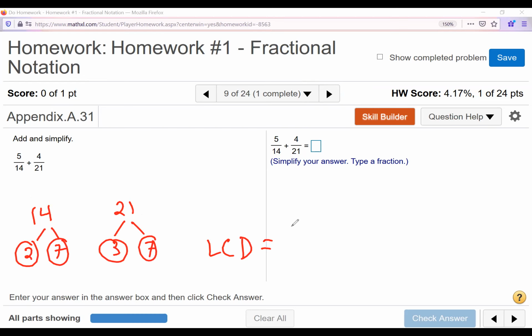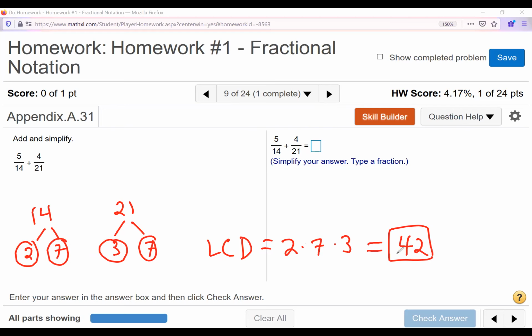So here's what I can do. I can do 2 times 7 and then times 3. Okay, so 2 times 7 is 14, times 3, that's 42. So 42, see how it has all these factors within it. It has this factor of 2 and this factor of 7. It also has this factor of 3 and this factor of 7. It's just that the 7 is just represented one time. So this is one way of getting this common denominator of 42.